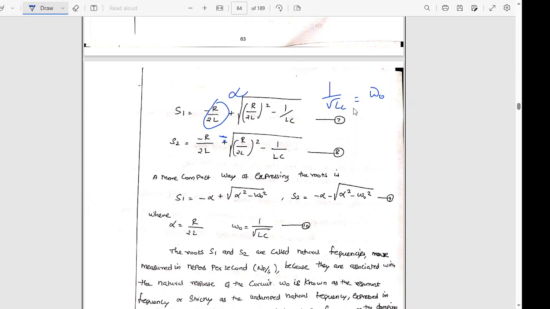1 by LC, root LC will be represented as omega naught. So 1 by LC can be represented as omega naught square. If I square it, then only the root will get cancelled. So alpha square minus omega naught square, and then S2 also can be written.